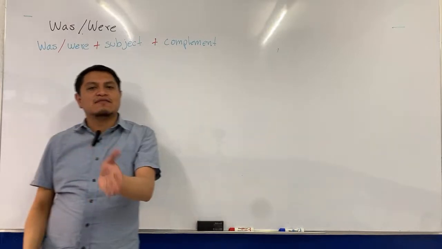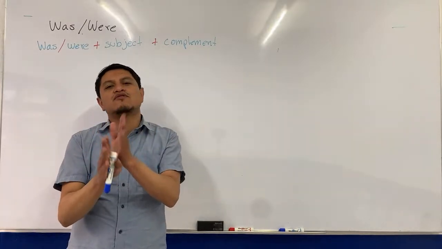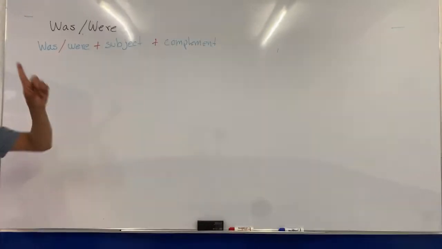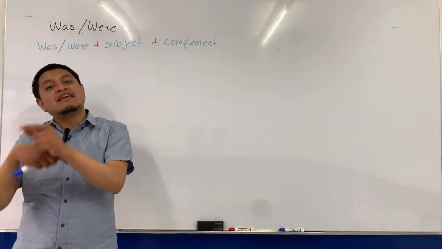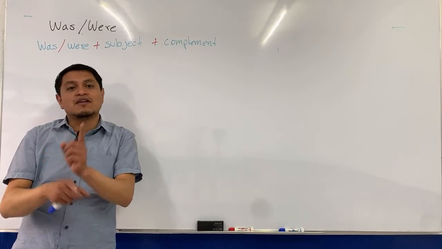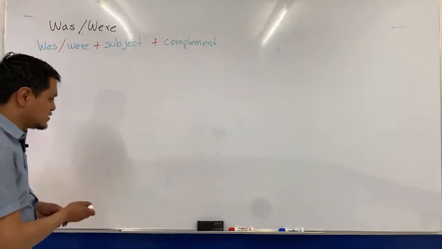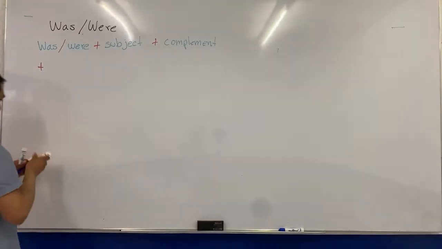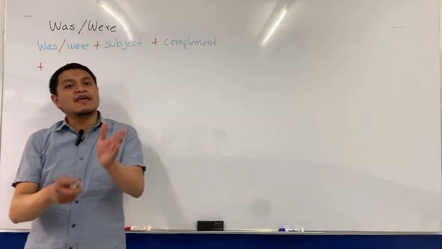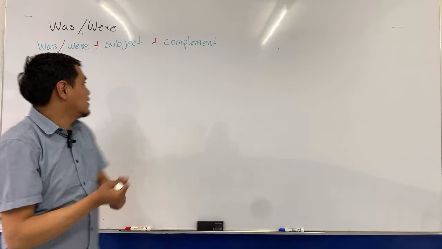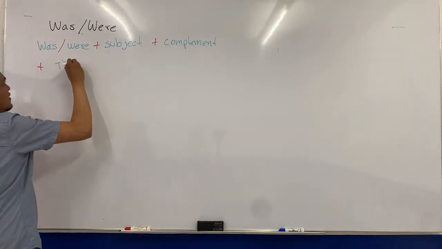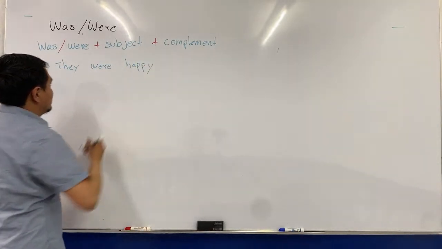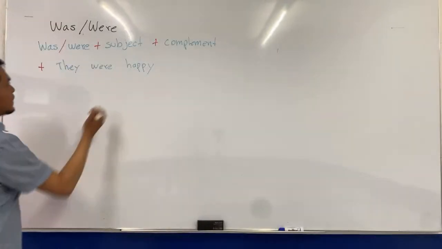Check this. This is the difference between affirmative and interrogative. I'm going to write an affirmative sentence, and then I'm going to change it into a question. For example, in affirmative, we can say, they were happy.